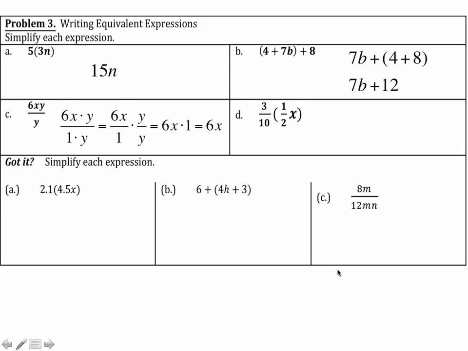In D, well, I have a 3/10 times a 1/2 times an x. So just group it that way. 3 over 10 times 1 over 2 would be 3 over 20 times x. Well, 3 over 20 times x is just 3 over 20x.